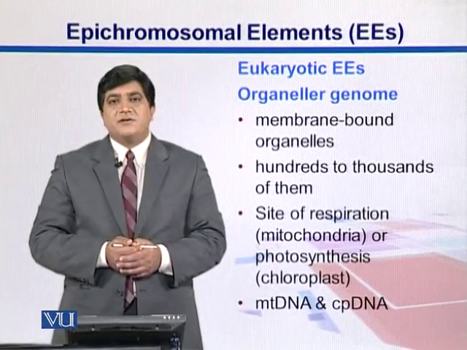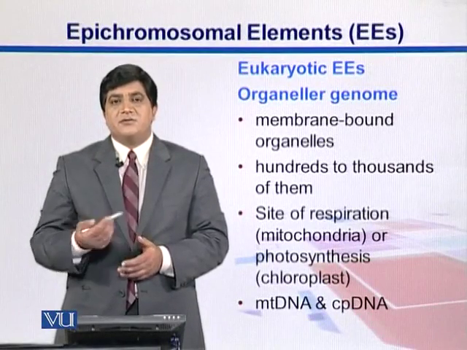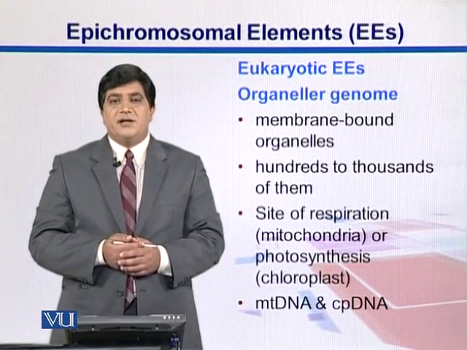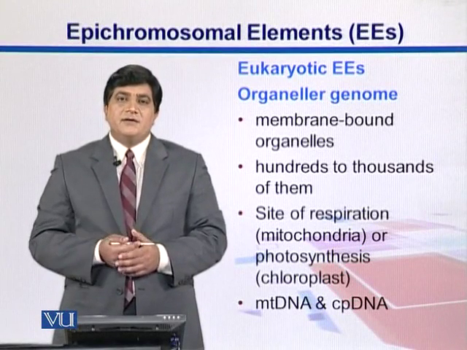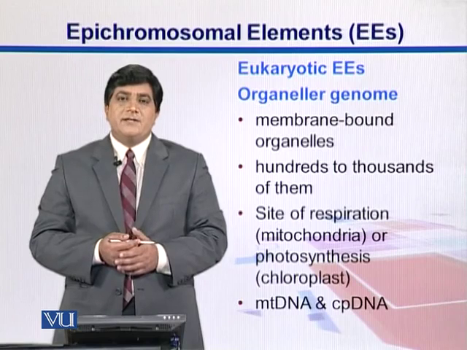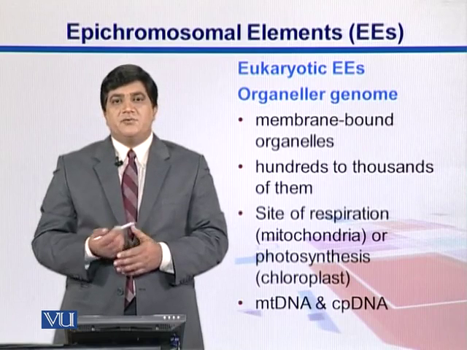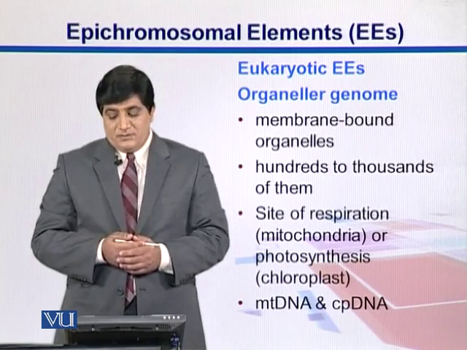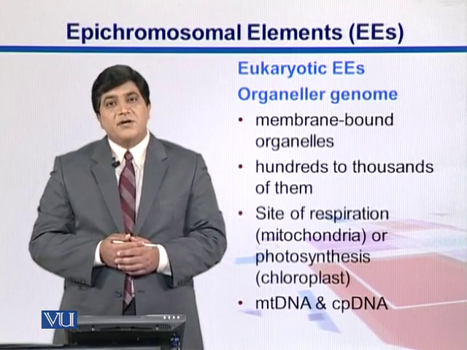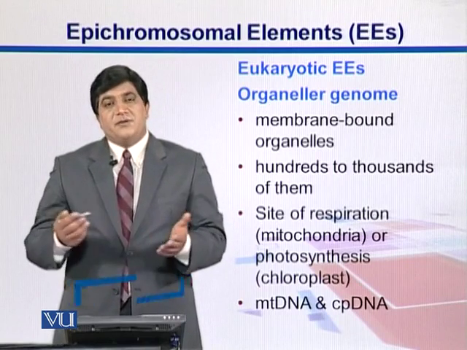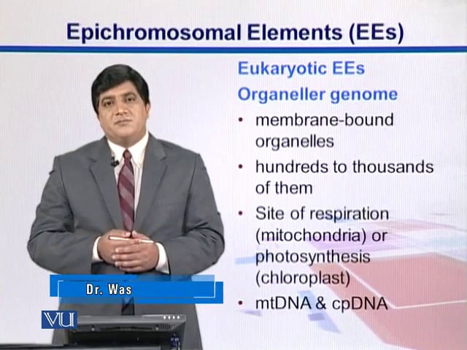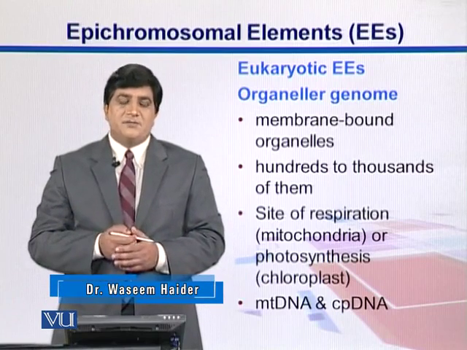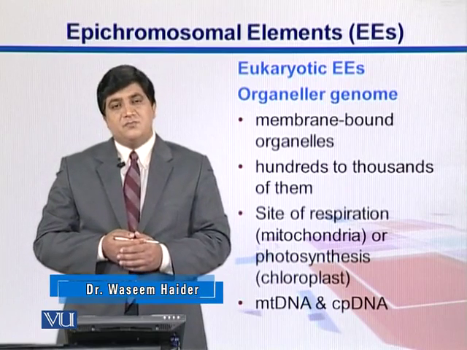So eukaryotes have extra organelles that also contain a genome, or DNA, which we call organellar DNA. Examples are chloroplast DNA in plants and mitochondrial DNA in both plants and animals. Basically these are membrane-bound organelles, and they may be present in hundreds to thousands of copies. So there are also multiple copies of these genomes.